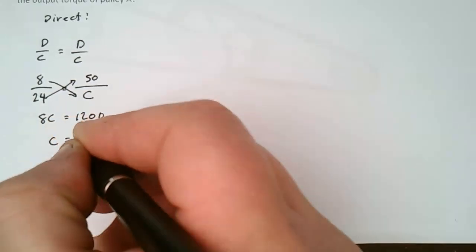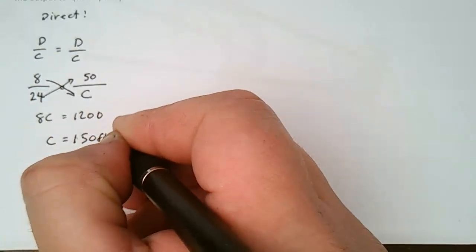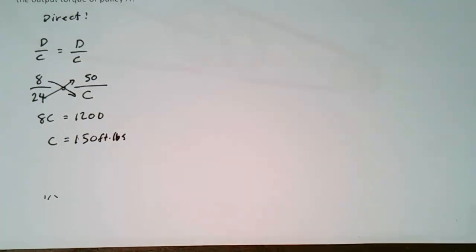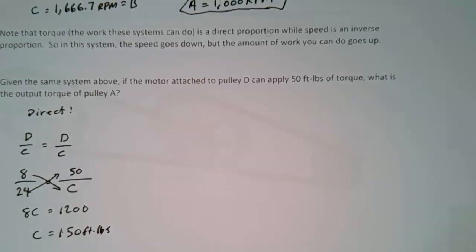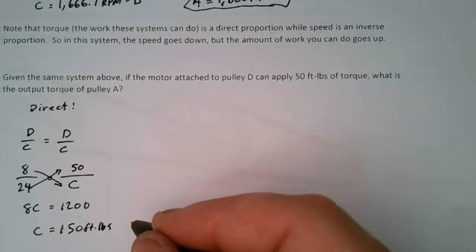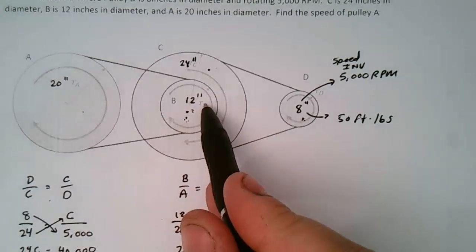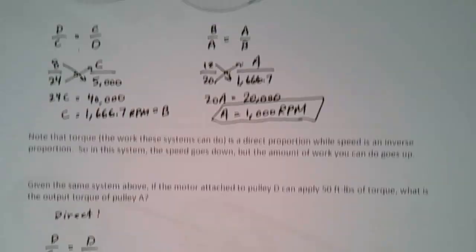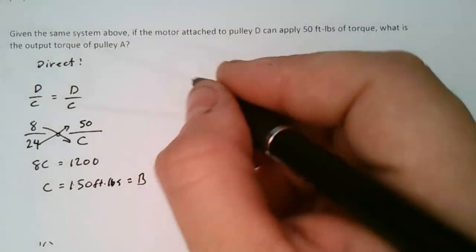And if I divide by 8, C equals 150 foot-pounds. So the torque on pulley C is 150 foot-pounds. Now, what I'm going to do is I'm going to say, look, the torque on pulley C has to be the same as pulley B because they're on the same shaft. So that's going to be equal to the torque on pulley B.